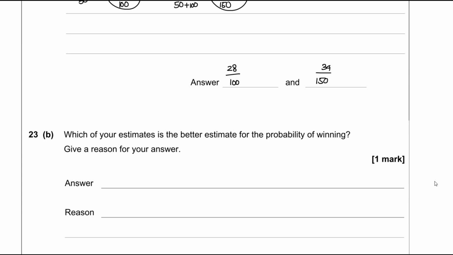And the second question is, which of your estimates is a better estimate for the probability of winning? Give a reason for your answer. As I said before, if we have to choose which one is better, then this one should be better because it came from 150 experiments, which is much more than this one, which is only 100 experiments. So I'll say this one is better, 34 out of 150. And the reason is the more experiments we do, the better we approximate the probability.